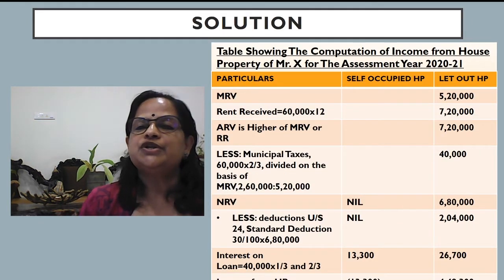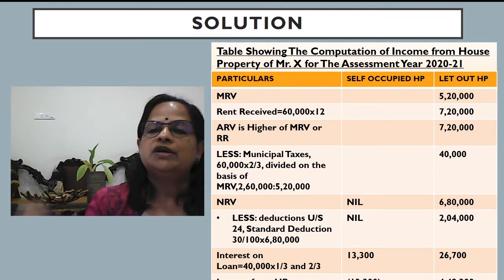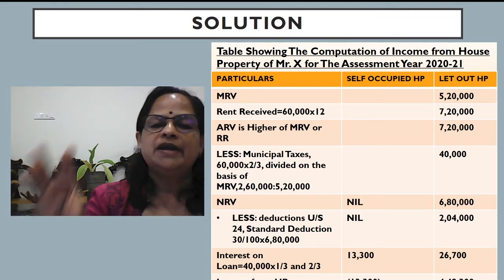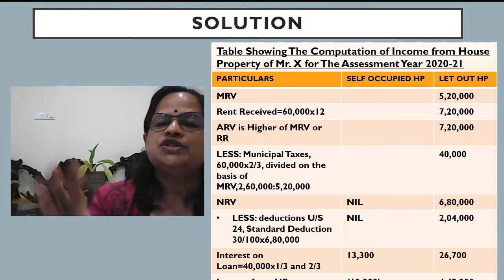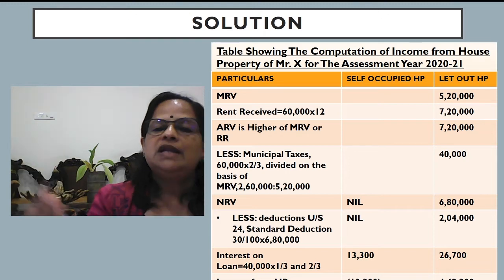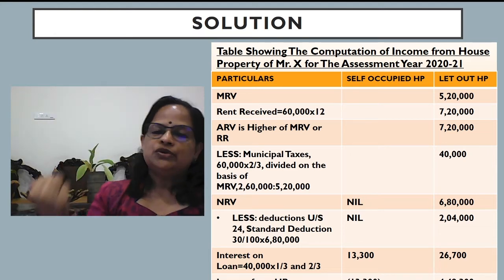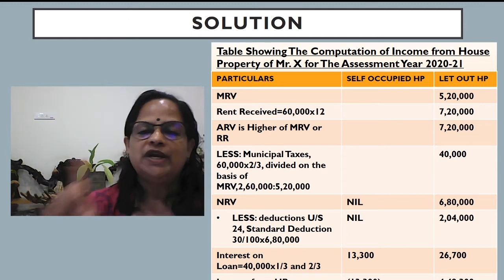Table showing the computation of income from house property of Mr. X for the assessment year 2021. So one is self-occupied, one is let out. Municipal rental value, self-occupied, net annual value will be nil. So let out house property 5,20,000, rent received 7,20,000. So whichever is higher will be annual rental value 7,20,000. Less municipal taxes. I told you why we are dividing into 2 by 3. Municipal value of let out house property is twice compared to that of self-occupied house property. So 1:2 we are dividing.